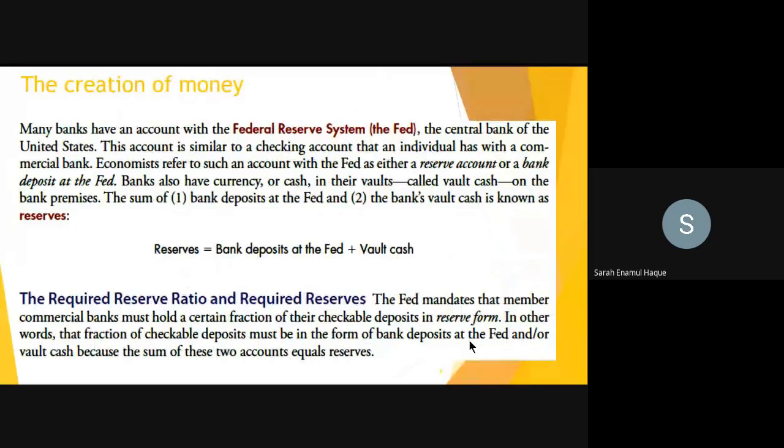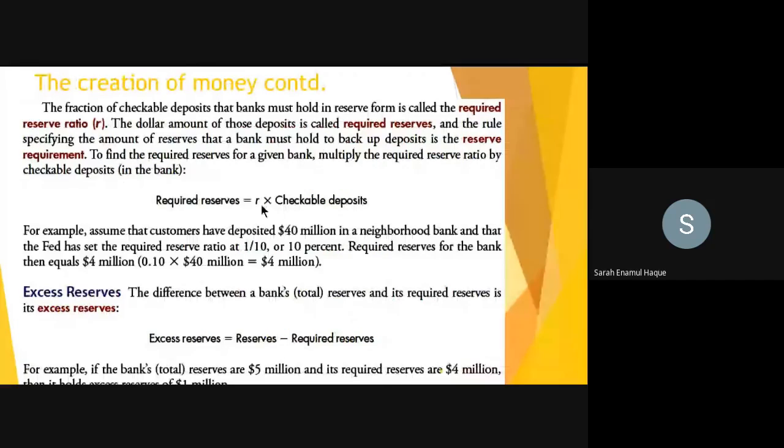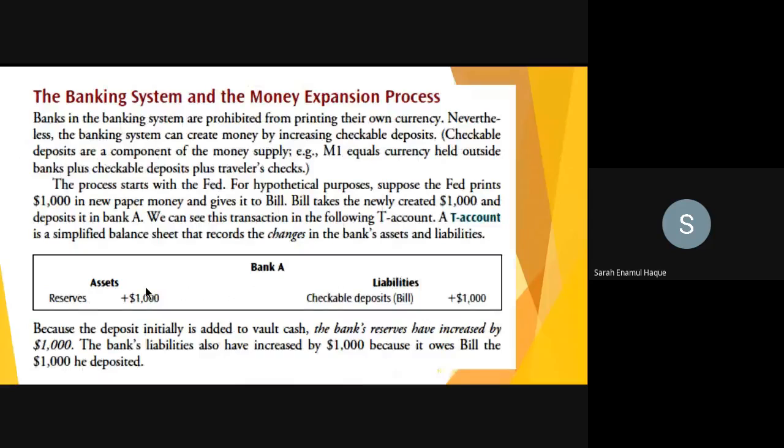Then we moved on to the last part of the chapter, which is creation of money in banks. We saw the definition of reserves, what CRR is and how we can calculate it, and what excess reserves are. Then we moved on to the expansion of money in banks. This part is where I showed you with an example what happens when the central bank prints some money and that money goes to the banking system, and how that changes the T account of the banks.